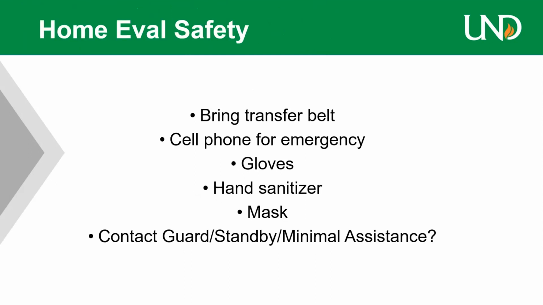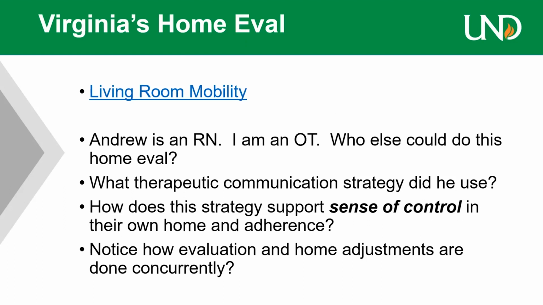And then these are just a few preparatory things. I always bring a transfer belt and use it when needed. I did not need it with Virginia because she's already doing these things independently, and I had a good knowledge of that before doing the home eval. Cell phone in case there's an emergency, gloves, hand sanitizer, mask. You know, they're kind of common sense. But I'm always ready to give contact cards, standby system, and that's it.